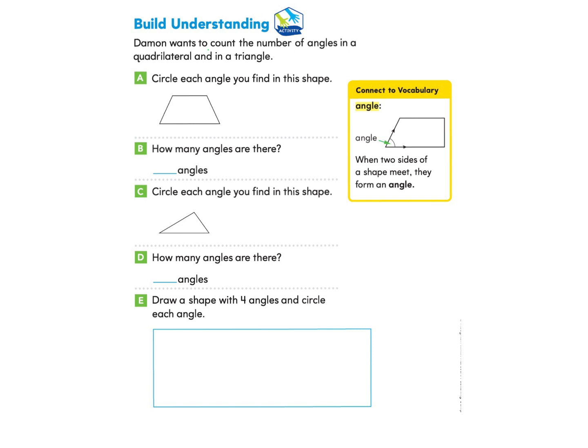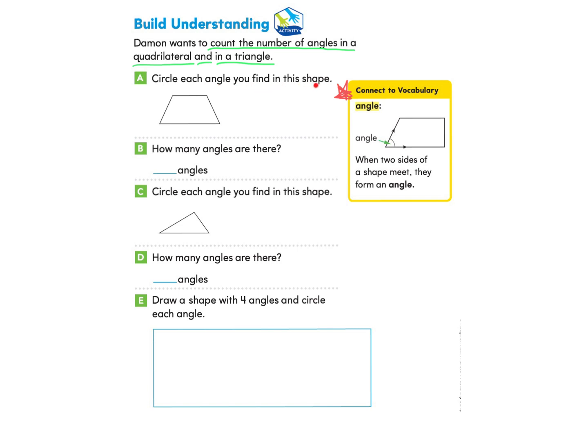Damien wants to count the number of angles in a quadrilateral and in a triangle. So let's take a look at part A together. Circle each angle you find in this shape. Well, let's take a look at our connective vocabulary. An angle is when two sides of a shape meet, they form an angle. So here we have two sides on this shape or quadrilateral, and when they meet, they make an angle, which is right here. All right, so now let's go back to part A.